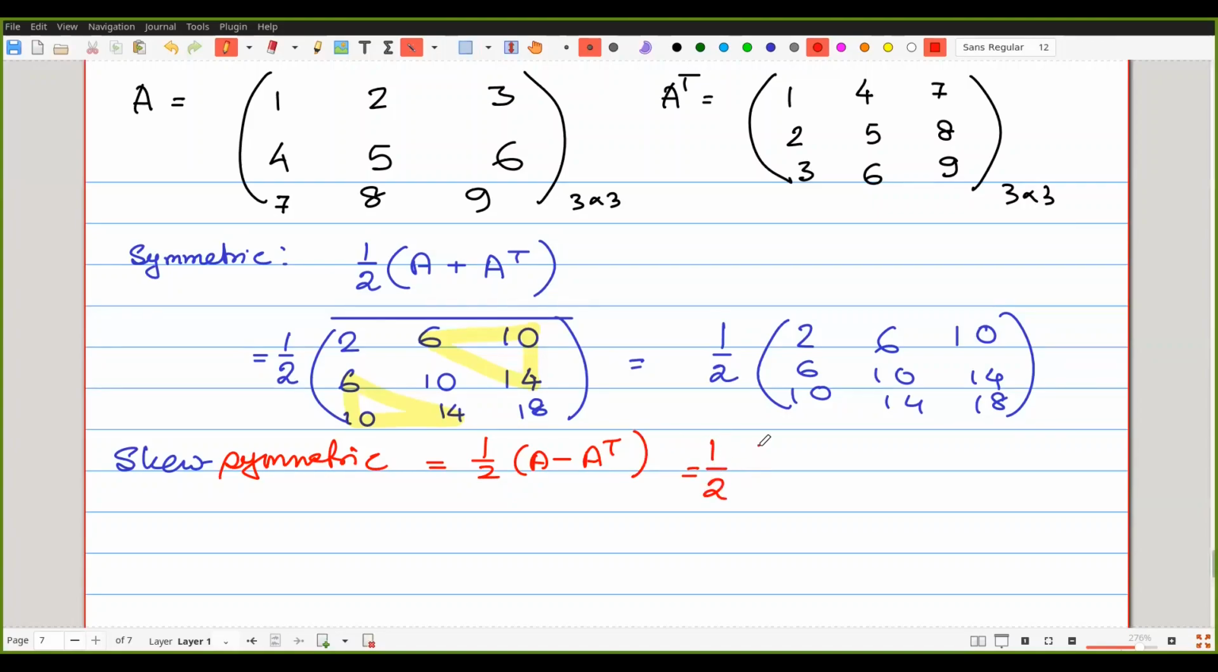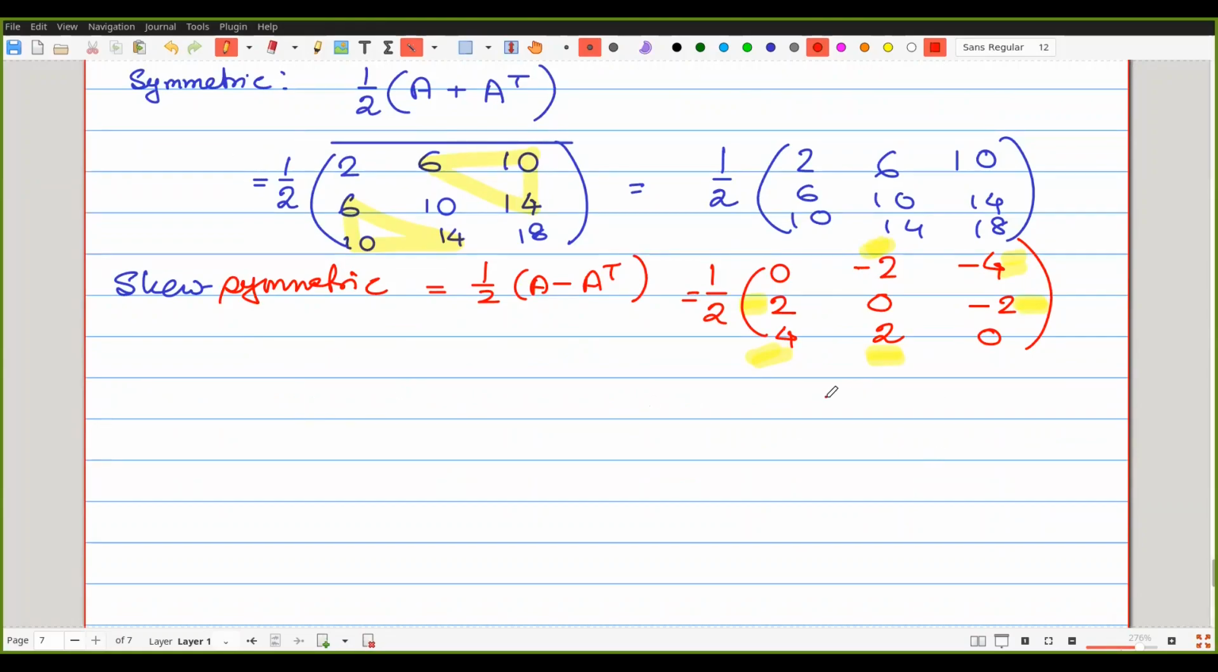Let's check. Half of 1 minus 1, 0. 2 minus 4, minus 2. 3 minus 7, minus 4. 4 minus 2, 2. 5 minus 5, 0. 6 minus 8, minus 2. 7 minus 3, 4. 8 minus 6, 2. And 9 minus 9, 0. You may check the similarity: if that is minus 2, that must be plus 2. If that is minus 4, that must be plus 4. So that is a skew symmetric. We can check: if we transpose it, we get minus A. So that one is a skew symmetric.